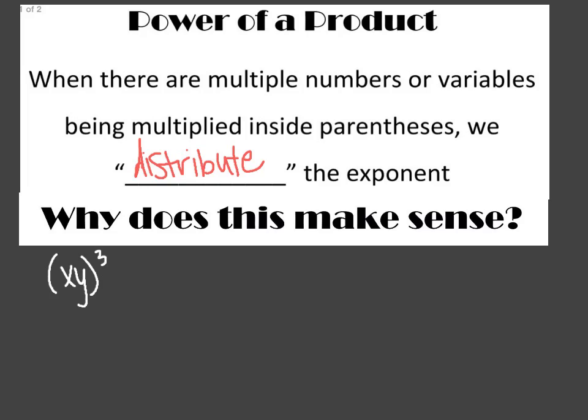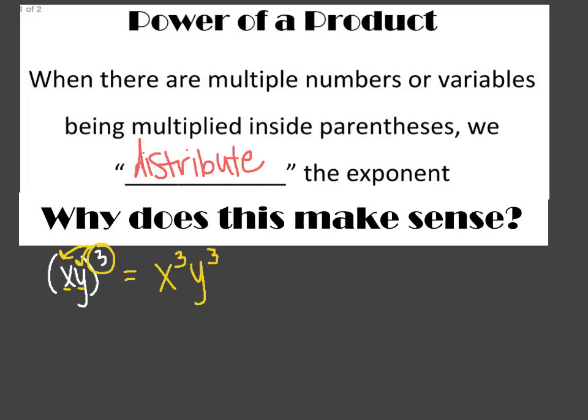So there are two things inside this parentheses. We have two different variables. We have an x and we have a y. And then the exponent is on the outside of the parentheses. What we need to do is think about this like we distribute the exponent. So we take the exponent and put it on each thing inside the parentheses. So I'm going to make it x to the third power and y to the third power.